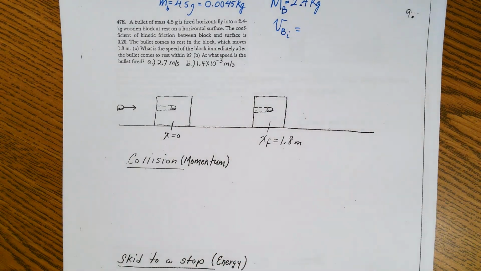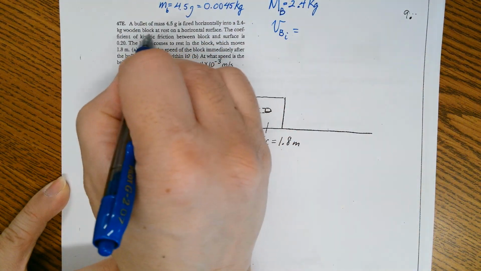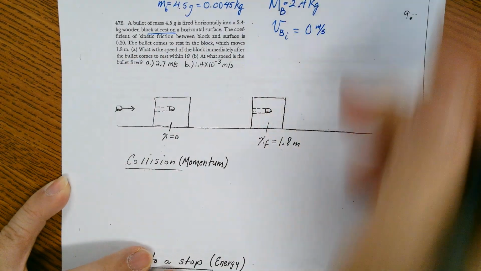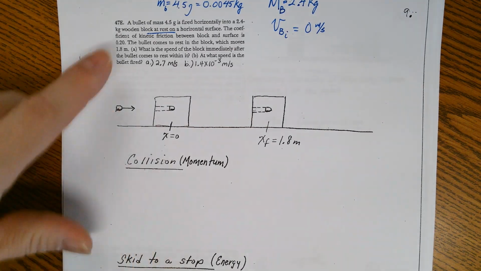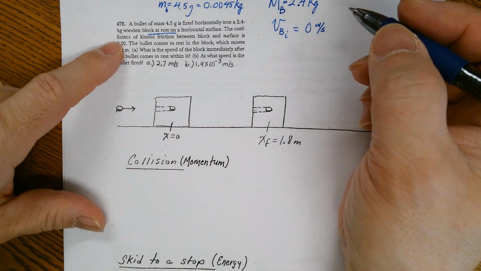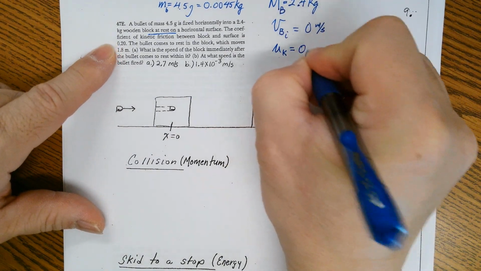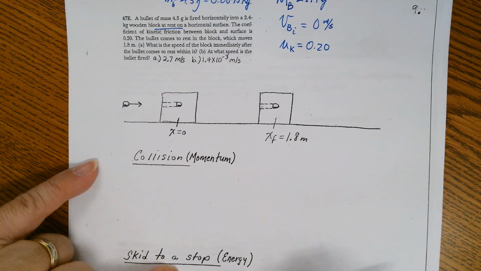So the initial velocity of the wooden block, it says, is at rest, therefore 0 meters per second. The coefficient of kinetic friction between the block and the surface, mu sub k, is equal to 0.20. So you're going to have to break this up into two phases.